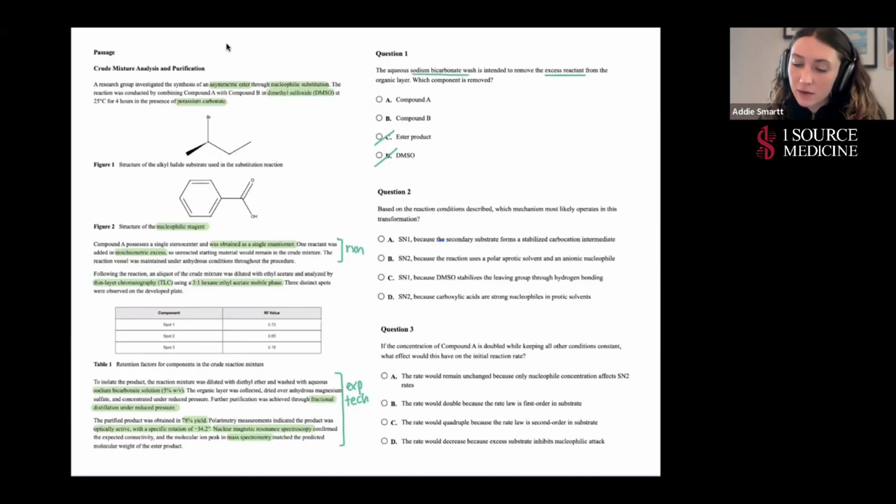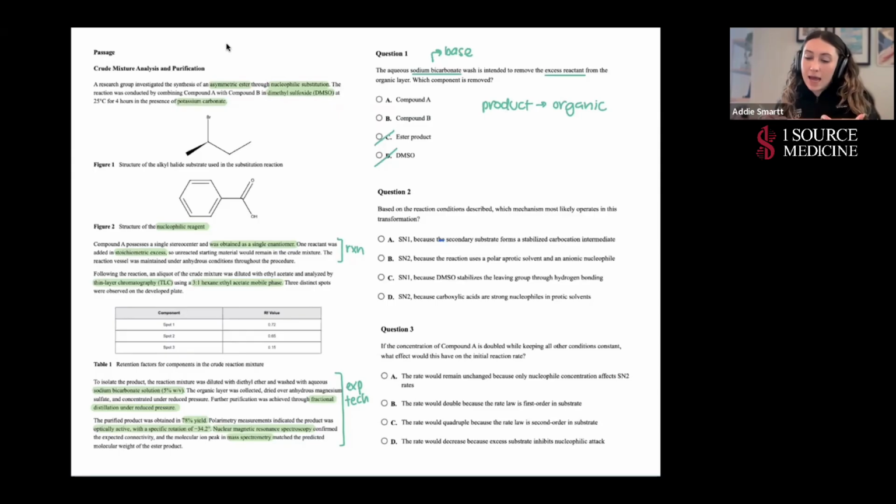Next, I would identify that sodium bicarbonate is a base, right? So if this is a base, bases tend to react with acids. And if I revisit this, what I see is that we washed it with sodium bicarbonate. The organic layer was collected, dried over anhydrous magnesium sulfate, and concentrated under reduced pressure. So from that sentence, it seems the product is intended to end up in the organic layer, because that's what we collect, dry and purify. And we want this reagent to end up in the aqueous layer.